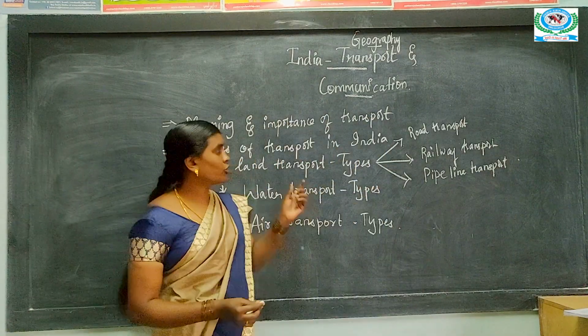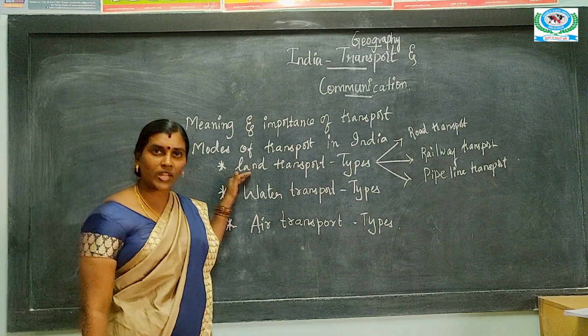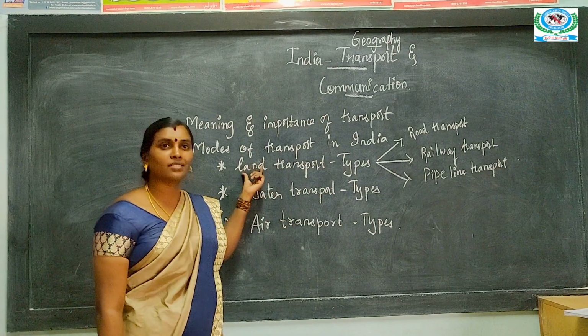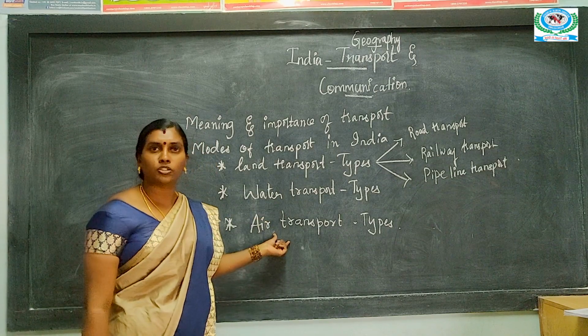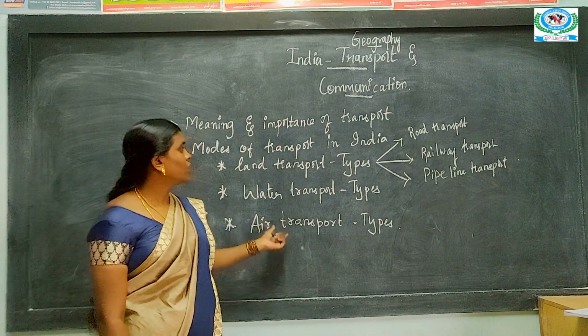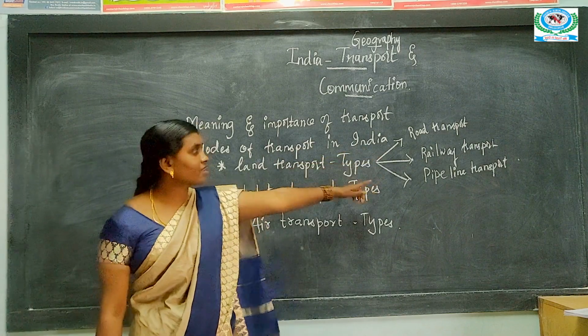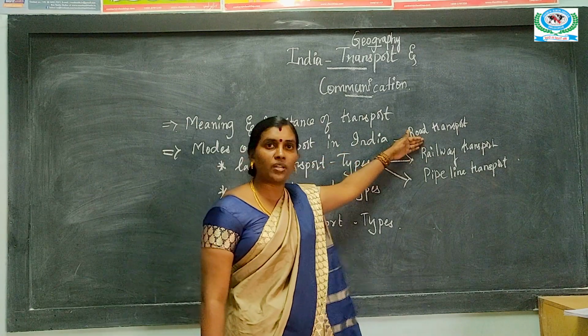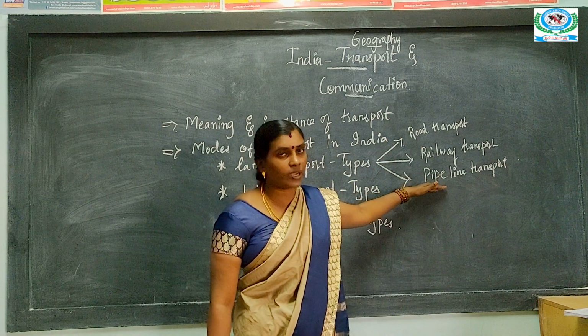Okay, so when you talk about the modes of transport in India, we have three kinds of transport. One is called land transport, second is called water transport, and third is called air transport. Again, land transport has been divided into three categories: road transport, railway transport, and pipeline transport that we have in the country.